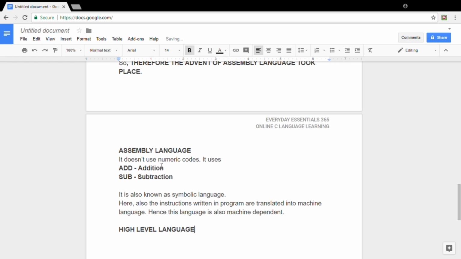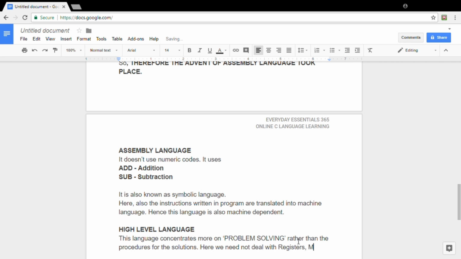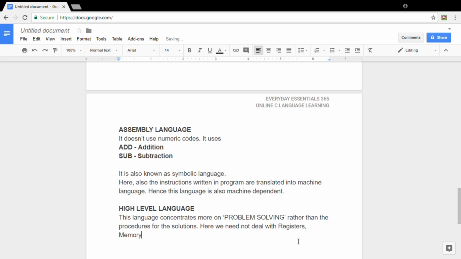So let's see what is a high-level language. The language concentrates more on problem solving rather than the procedures for the solution. And the good thing is we need not deal with registers, memory addresses and call stack.